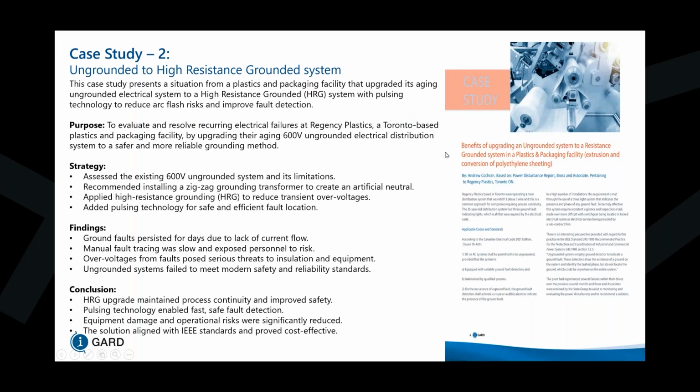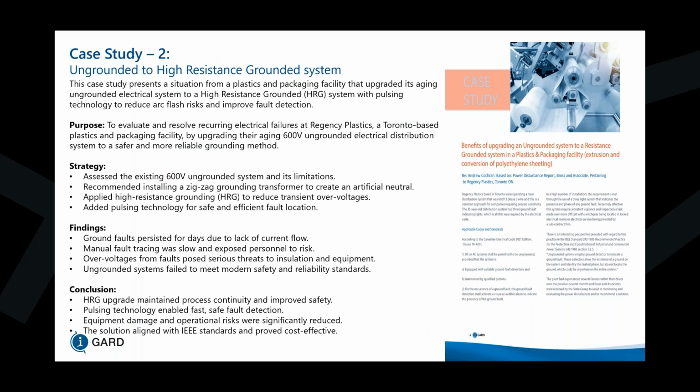So this case study presents a situation from a plastics and packaging facility that upgraded its aging ungrounded electrical system to a high resistance grounded system with pulsing technology to reduce arc flash risk and improve fault detection. This plastics and packaging facility was dealing with some transient overvoltages and difficulty in locating faults. We assessed their existing 600-volt ungrounded system and its limitations. Then we established a neutral with the connection of a zigzag grounding transformer to their three phases, and we placed an NGR from that artificial neutral to ground to convert that system from ungrounded to high resistance grounding.